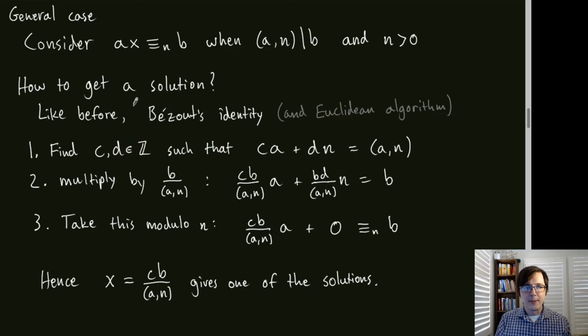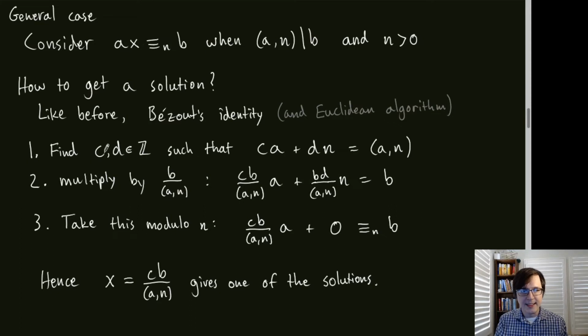And just like how we did it for Diophantine equations, we use Bézout's identity. And also, if you want to actually compute it, not just do it theoretically, then you want to use something like the Euclidean algorithm. So we have this equation we want to find a solution to, this congruence, and we know that the GCD of a and n divides b, and we're assuming n is positive.